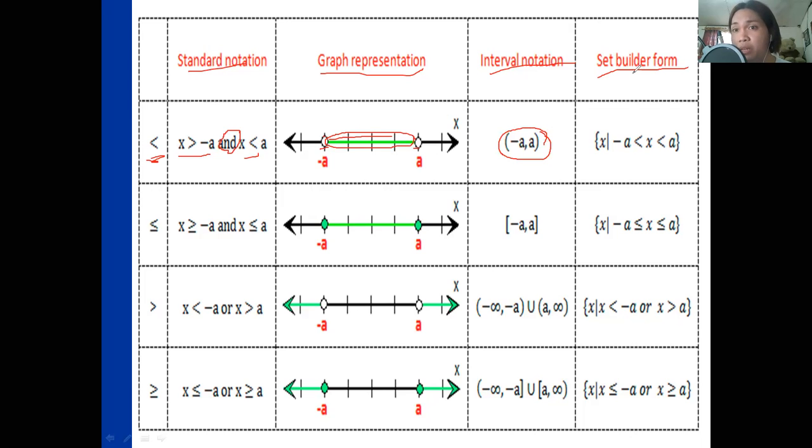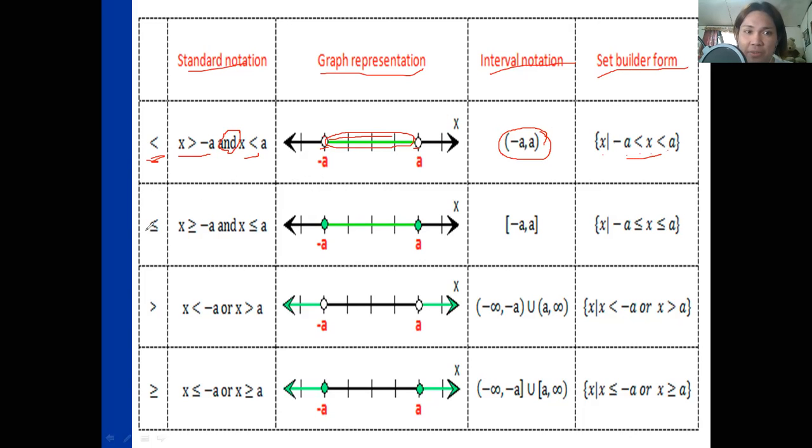And if you want set builder notation, then you can have it x such that negative a is less than x and less than a. So that's how you write it. So please be careful and please remember this one because it's very important.